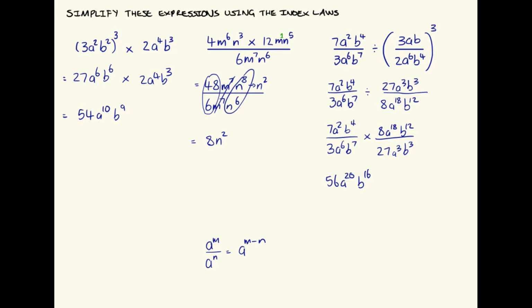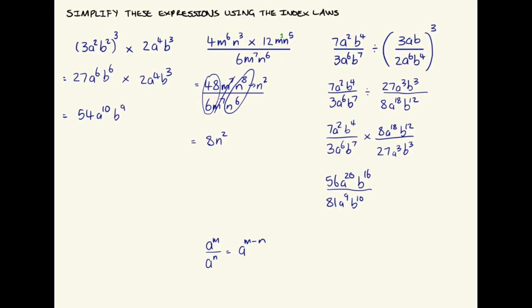All right, so the numerator's done. Let's go ahead and work with the denominator. 3a to the power of 6 times 27a to the power of 3. That'll be 81a to the power of 9. And times b to the power of 10. All right, our numerator and our denominator have been simplified.